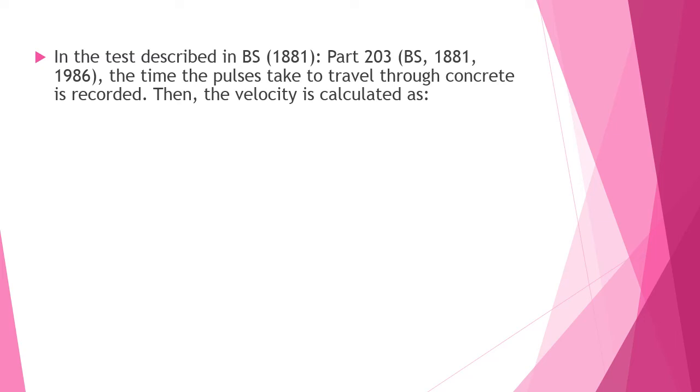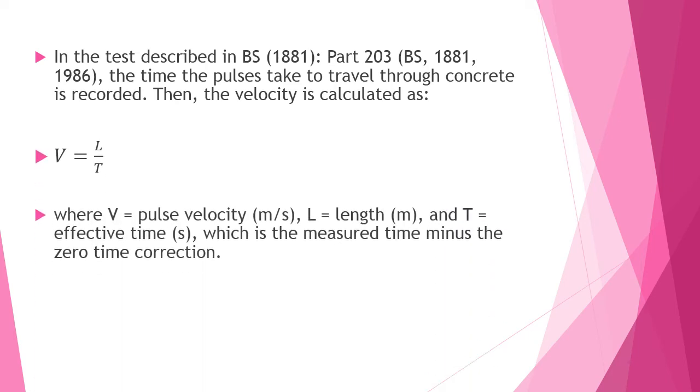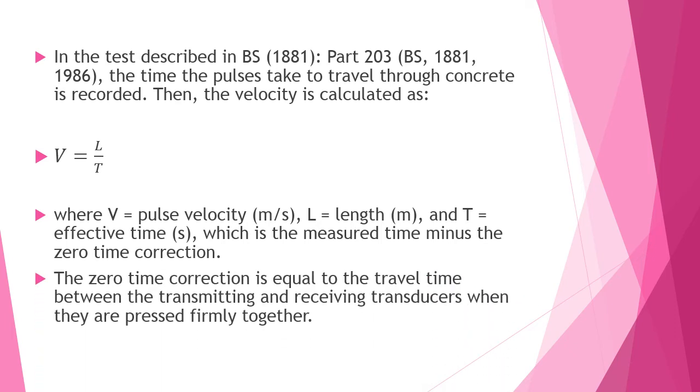In the test described in British Standard 1881, Part 203, BS 1881-1986, the time the pulses take to travel through the concrete is recorded, then the velocity is calculated as V is equal to L by T, where V is the pulse velocity, L is the length in meters, and T is the effective time, which is the measured time minus the zero time correction. The zero time correction is equal to the travel time between the transmitting and receiving transducers when they are pressed firmly together.